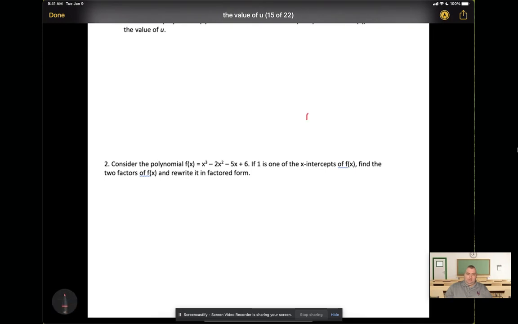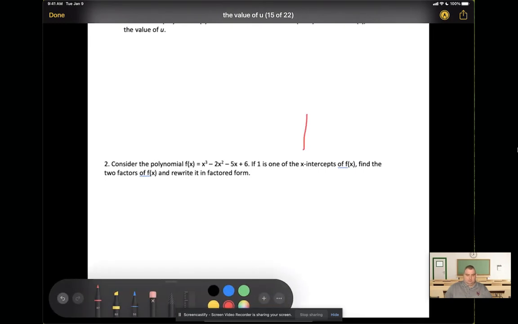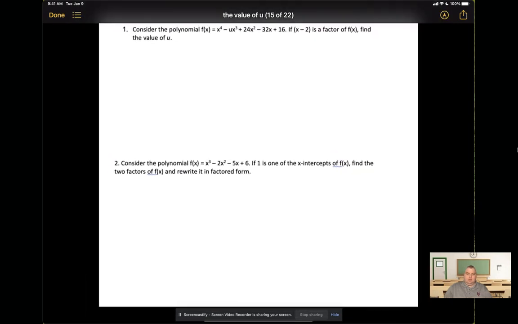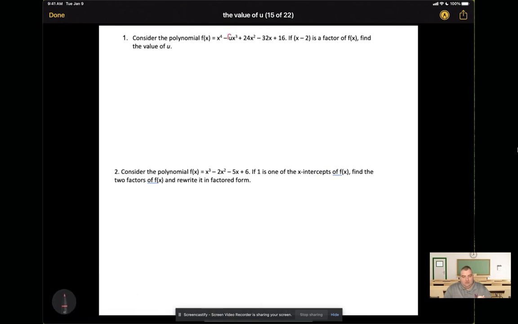So number 1, consider the polynomial f of x equals x to the fourth minus u x cubed plus 24x squared minus 32x plus 16. If x minus 2 is a factor of f of x, find the value of u. So they're asking us to figure out what is the value of this u here. The important thing to realize is that x minus 2 is a factor.